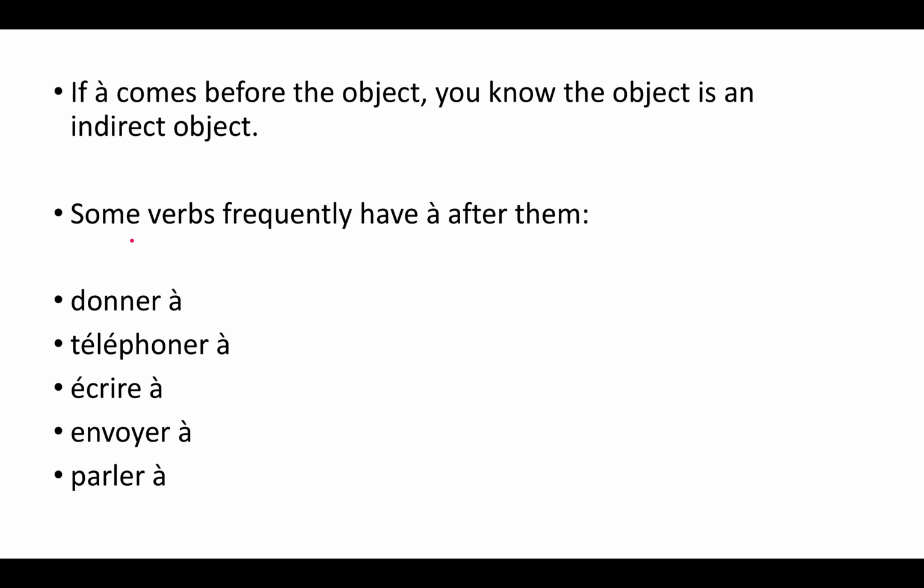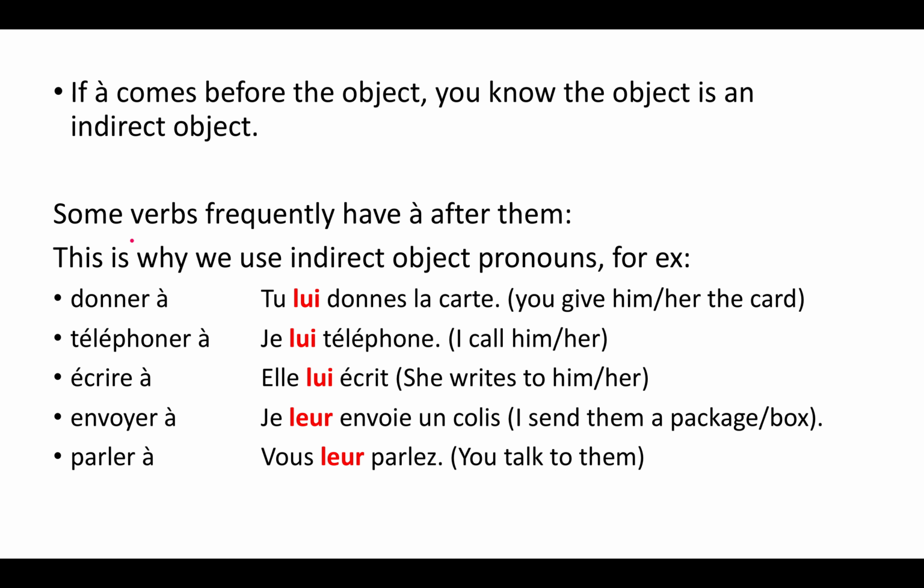Okay, so if à comes before the object, you know the object is an indirect object. And there's a lot of verbs that frequently have à after them, like donner à, téléphoner à, écrire à, envoyer à, parler à, and lancer à, like we saw just a moment ago. And if à comes before the object, once again, you know that object is an indirect object. So look at these examples.